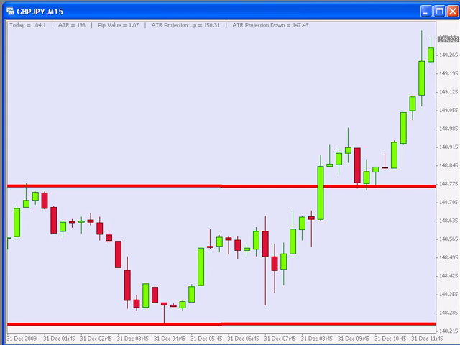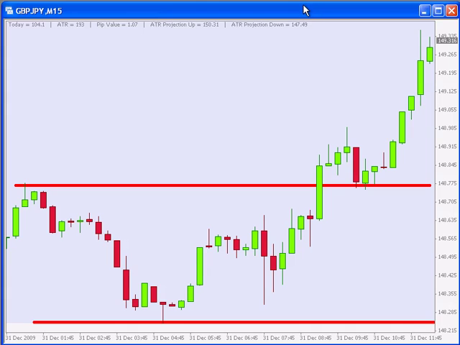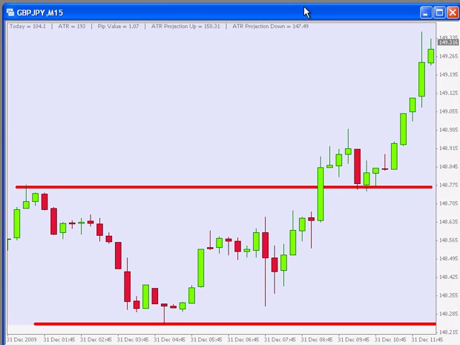This is something that you gain as you trade more and more of these types of setups. Like anything else in life, experience is a great bonus, and you will get experience as you trade more and more. Whoops, I'm sorry guys, I minimized the chart by mistake.